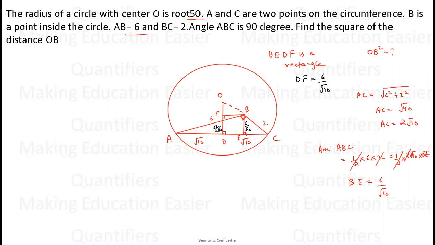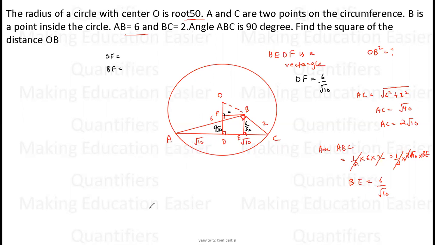Now students, our focus is to find OB, right? हमारा फोकस है OB स्क्वायर निकालना. तो हम OB कैसे निकाल सकते हैं? अगर आप ध्यान से देखो, ये एक राइट एंगल ट्राइंगल है. This is a right angle triangle, right? So to find OB, our focus should be to find OF. अगर हम OF निकाल सकें और अगर हम BF निकाल सकें, इससे हमारा आंसर आ जाएगा, राइट? अब हम OF कैसे निकालेंगे पहले वो देखते हैं.